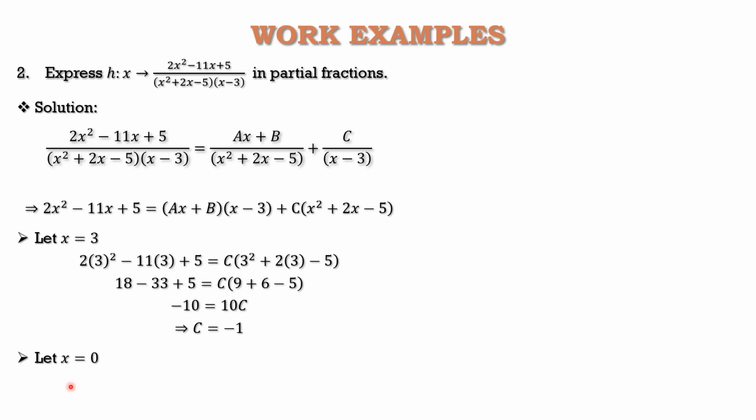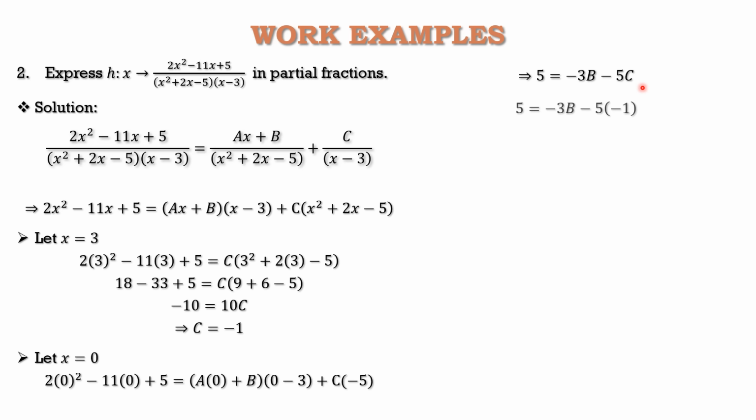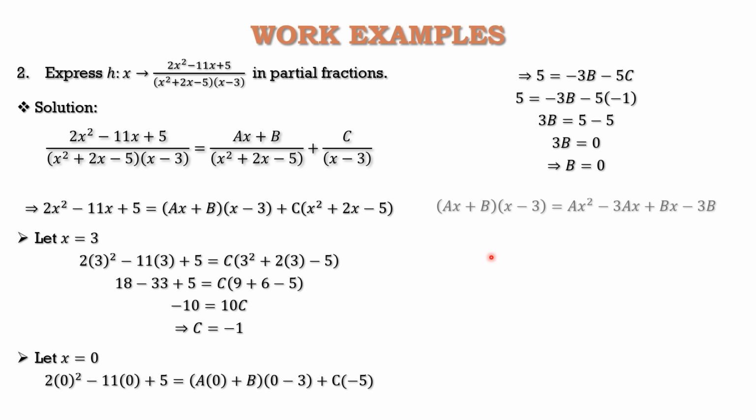We can also let x be equal to 0. The moment x becomes 0, what is the meaning of that? It means we are going to have 0 in this expression, that is 2 times 0, 11 times 0 plus 5 equal to a times 0 plus b, this times 0, and so on. And as such, we are going to have 5 equal to -3b minus 5c. Remember, our c is equal to -1. So if c is -1, we can put c here, which will give us 3b equal to 5 minus 5, and 3b equal to 0. So b equal to 0.